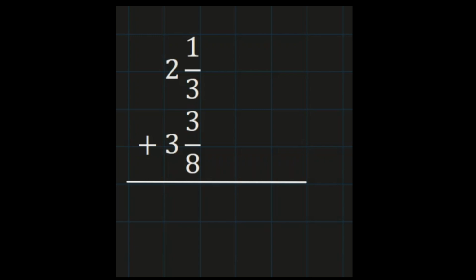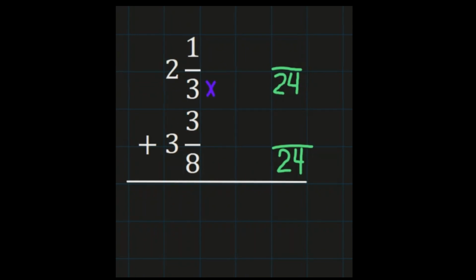For our first problem, we have 2 and 1/3 plus 3 and 3/8. And just a second ago, we said we would work these problems similar to how we add whole numbers by starting on the right. So on the right, instead of starting in the ones place, we need to start with the fractions, which means we need a common denominator. So looking at 3 and 8, our common denominator is going to be 24. And so we're going to need to set up equivalent fractions with denominators of 24.